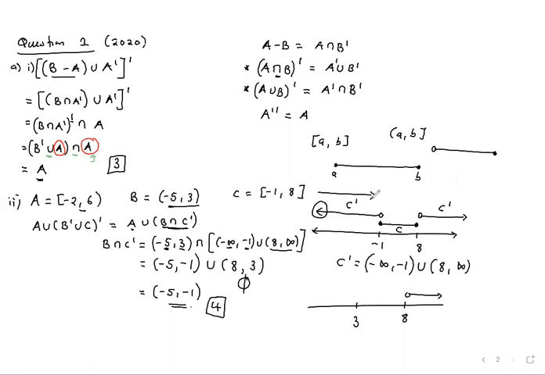Or if that is too crucial for you, you can form a number line. Put -5, put 3. It's here. Put 8 up to infinity. Is there any common number here? No common number. So you know this is empty. That's how the empty comes in.